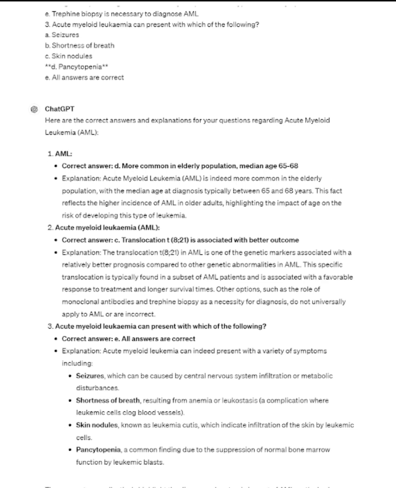3. Acute myeloid leukemia can present with which of the following? Correct answer, E. All answers are correct. Explanation. Acute myeloid leukemia can indeed present with a variety of symptoms, including seizures, which can be caused by central nervous system infiltration or metabolic disturbances; shortness of breath, resulting from anemia or leukostasis, a complication where leukemic cells clog blood vessels; skin nodules, known as leukemia cutis, which indicate infiltration of the skin by leukemic cells; and pancytopenia, a common finding due to the suppression of normal bone marrow function by leukemic blasts. These symptoms collectively highlight the diverse and systemic impact of AML on the body.